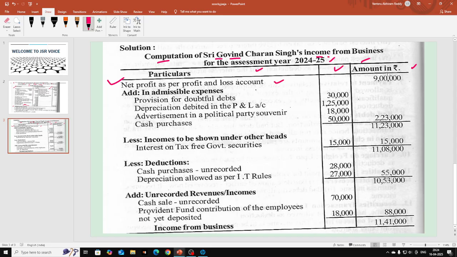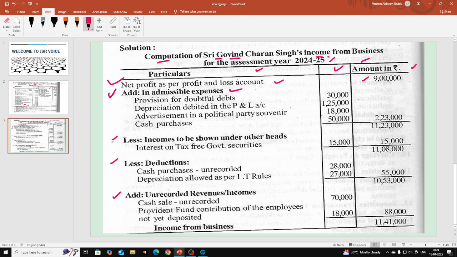Whatever amount is given there should be taken in the second column, students. Under that, four headings are there. Remember, always four headings will be there. The first one is add: inadmissible expenses. Underline that. Plus or add inadmissible expenses. You should leave a gap because you will get so many items only under inadmissible expenses.